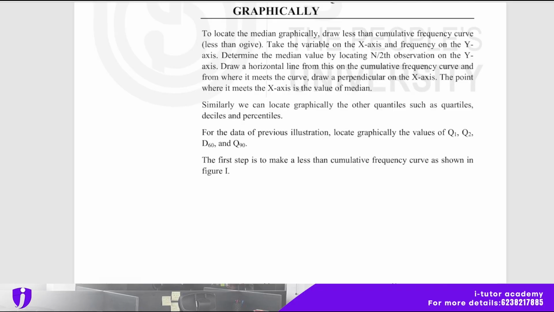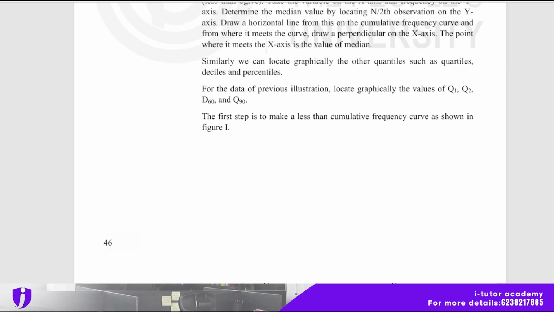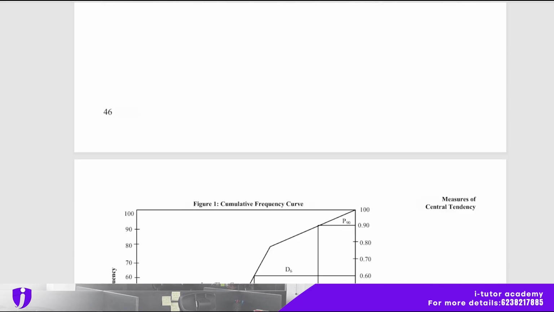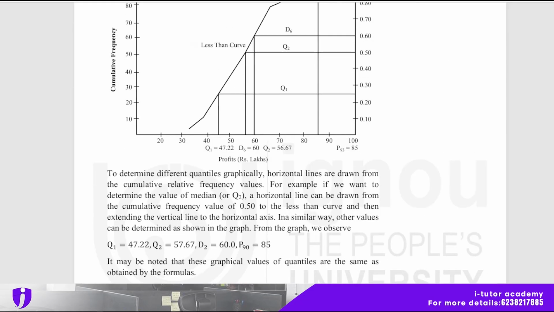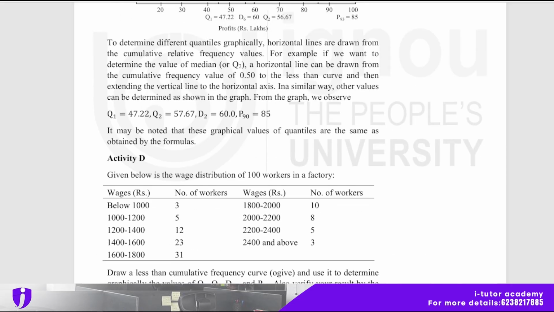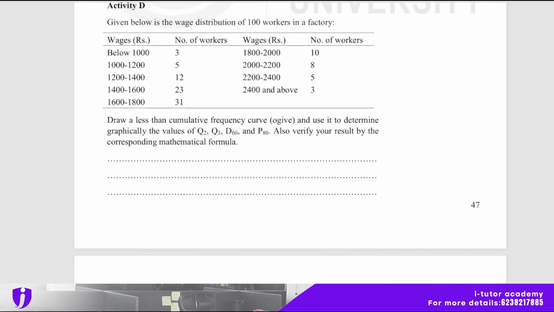For the data of the previous illustration, locate graphically the values of Q1, Q2, D60 and P90. The first step is to make a less than cumulative frequency curve, shown in the figure here. To determine the different quantiles graphically, horizontal lines are drawn from the cumulative relative frequency values. Examples are also here, and an activity based on that is here.